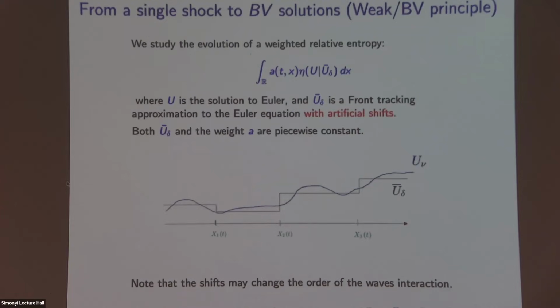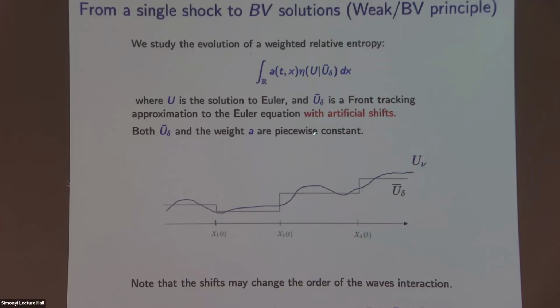And that's what we did for the BV solution. So now, the idea is pretty simple. Because we know how to do it only for simple waves, what we want to do is compare our weak general solution, I put u nu, but at this time it is still just a solution of the Euler equation, primitive. And you want to compare it to something which is piecewise constant, because piecewise constant, we know how to do it. Now we have the tools.